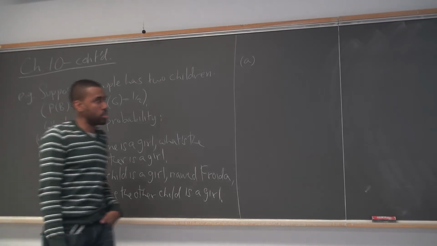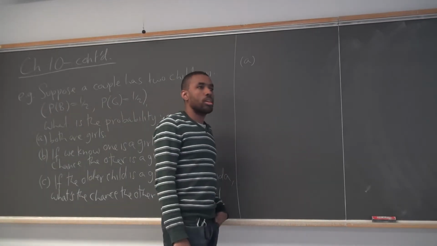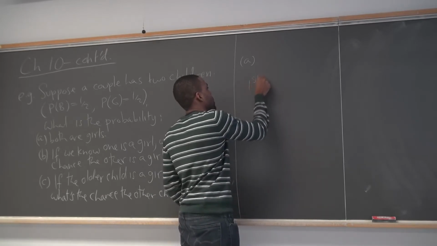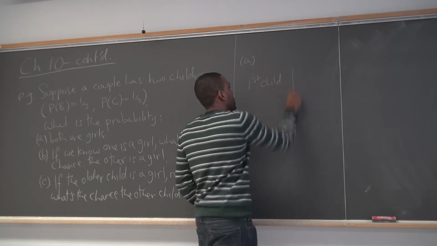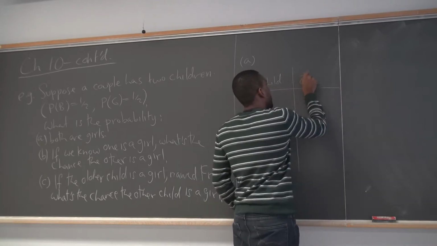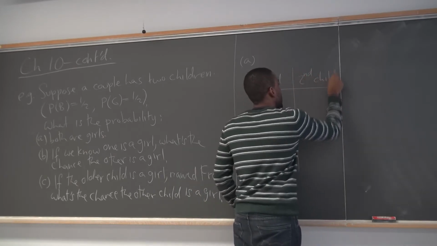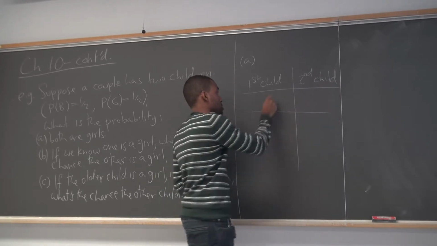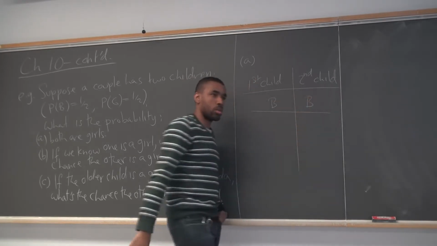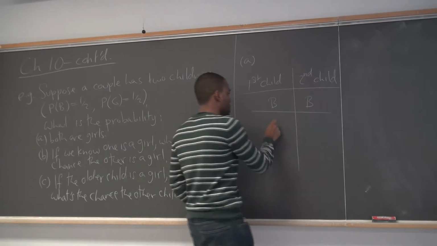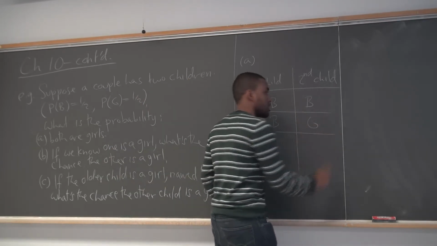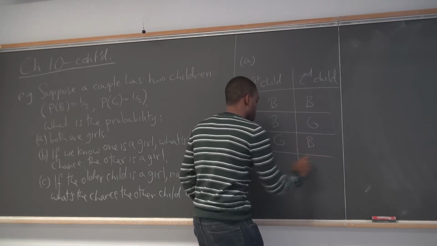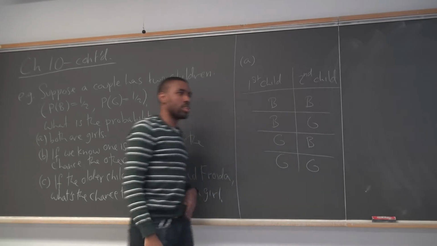How about we try to write out the different scenarios. So what are the different scenarios, right? Let's say we have the first child and the second child, right? What are the possible scenarios? The first child could be a boy and the second child could be a boy. That's one scenario. Or we could have a boy and a girl. Or we can have a girl and a boy. Or we can have a girl and a girl, right? So these are sort of the situations.